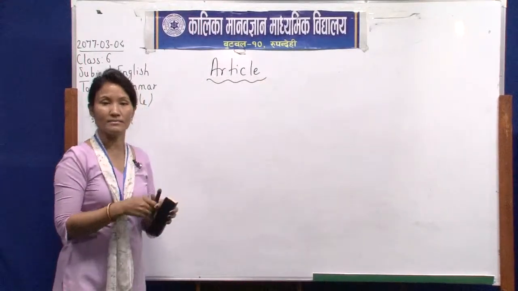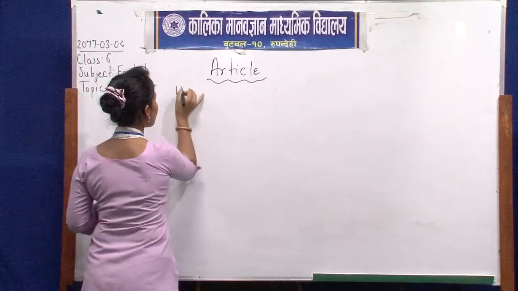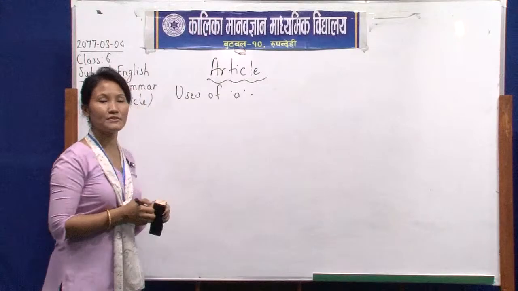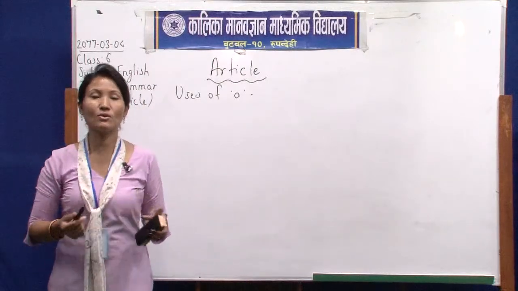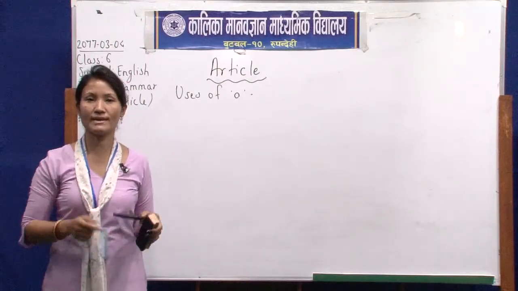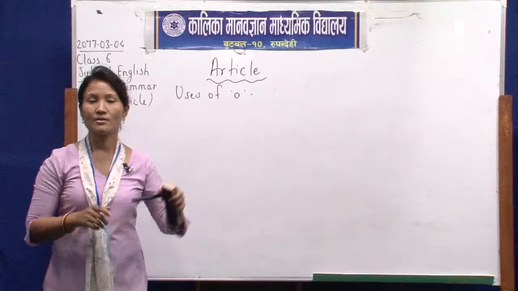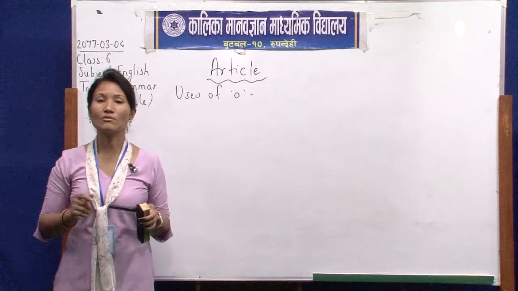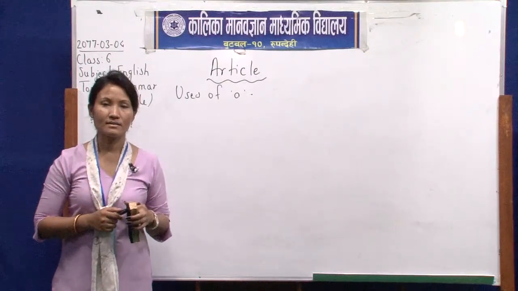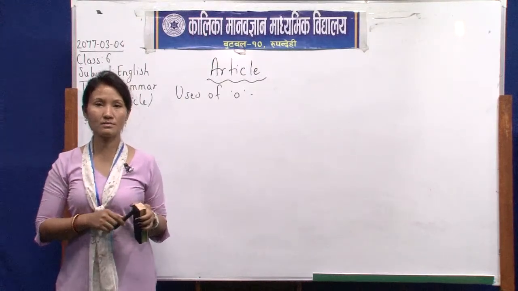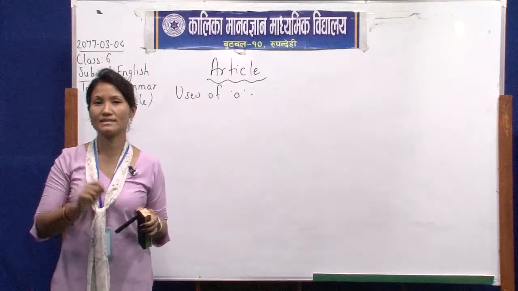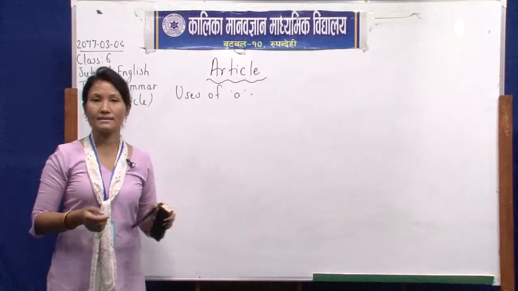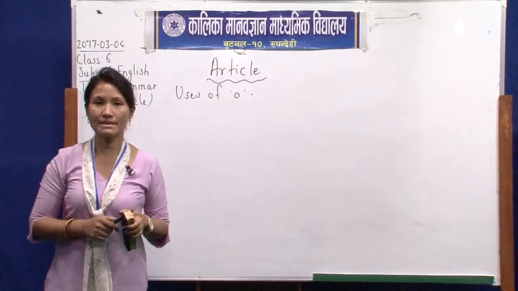Let's go to a. Okay. Uses of a. Now from very junior classes, you know that a is used for singular noun, right? For singular countable nouns. And countable means, for example, sugar you cannot use, isn't it? Sugar is uncountable. So uses of a, you know very well, it is used for singular countable nouns.